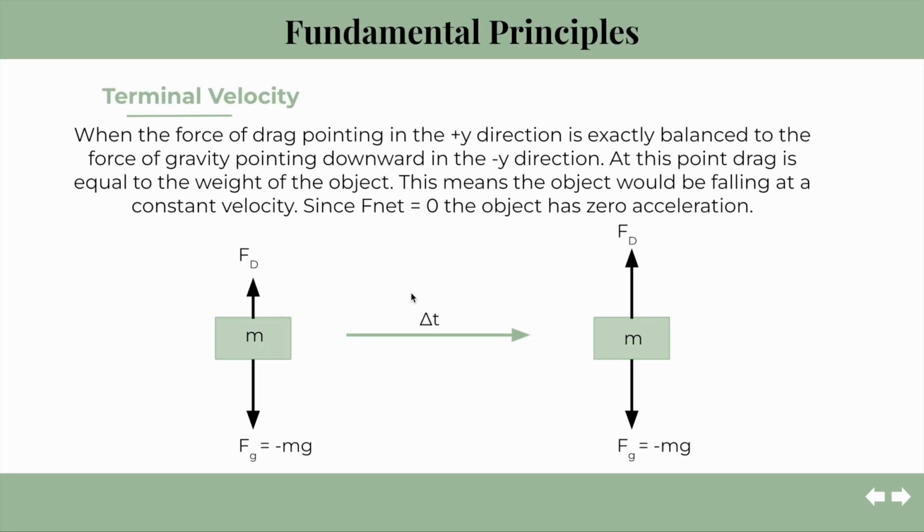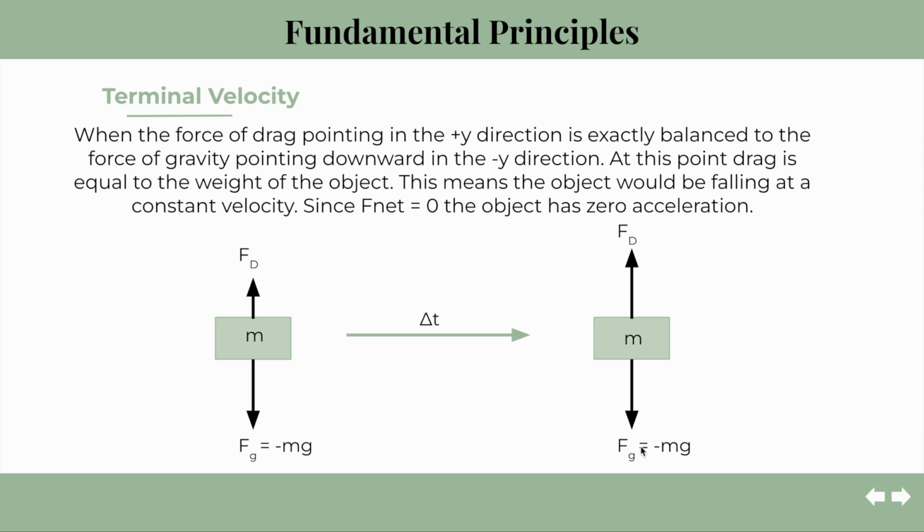Another fundamental principle we need to get our head around is terminal velocity, which is when the force of drag pointing in the y hat direction is exactly balanced to the force of gravity pointing in the downward, or I guess negative y hat direction. At this point, drag is equal to the weight of the object, so this means the object is now falling at constant velocity because F net equals 0 and the object no longer has acceleration. And as you can see here with our force body diagrams, as time progresses, the force of drag increases, and then it becomes equal to the force of gravity, and this is going to make F net 0.